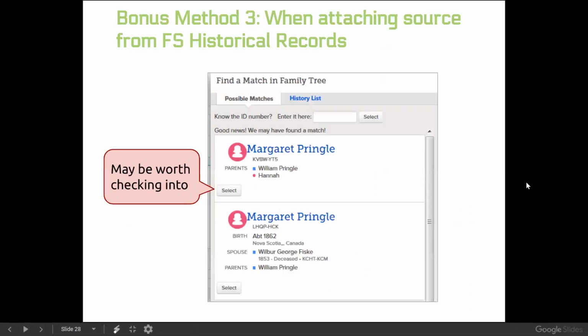Bonus method number 3 is when you're attaching a source from historical records and it comes up with possible matches. It's not a guarantee, but again, it's worth checking into. These 2 Margaret Pringles may actually be the same person.